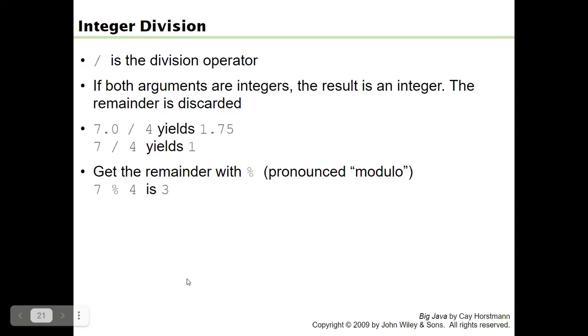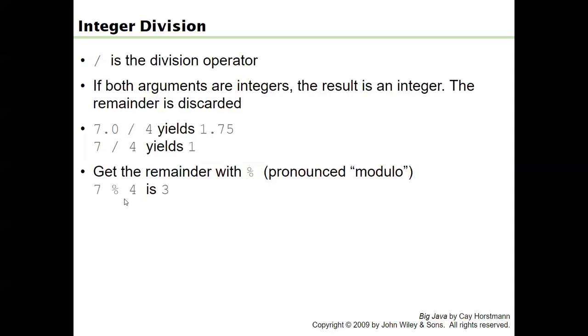Now, there's a strange operator that you've probably not seen before unless you program in other languages. This is called a mod operator or a modulo operator. Everybody just calls it mod. They use the percent sign in Java to signify a mod operator. A mod operator is a type of division, but instead of returning the quotient, how many times this thing fits into that thing, it returns the remainder. So I call it the remainder operator.